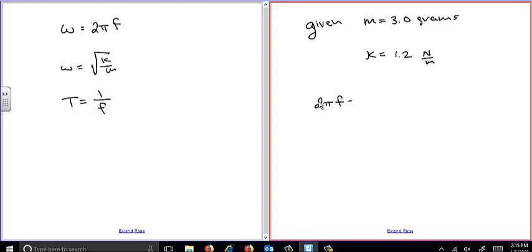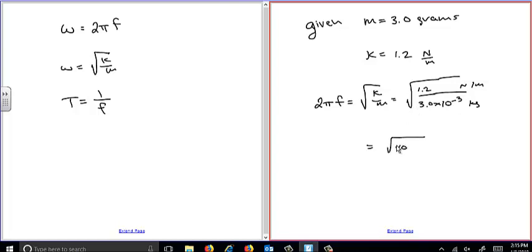So you get 2 pi f is equal to the square root of k over m. K is 1.2. You'd have to convert grams to kilograms, so you'd multiply 3 grams by 10 to the minus 3. This is newtons per meter. This is kilograms. So let's plug those in there. 1.2 divided by 3 e to the minus 3. So that's the square root of 400, and the square root of 400 is 20.